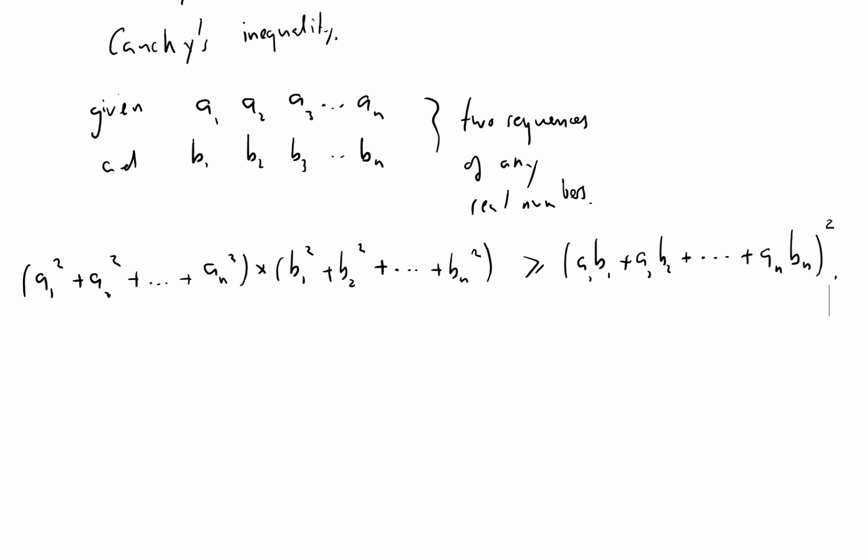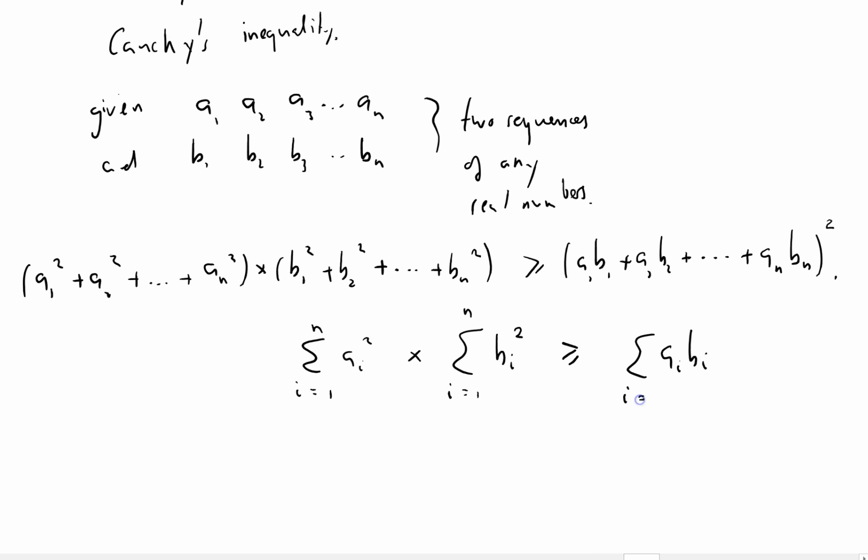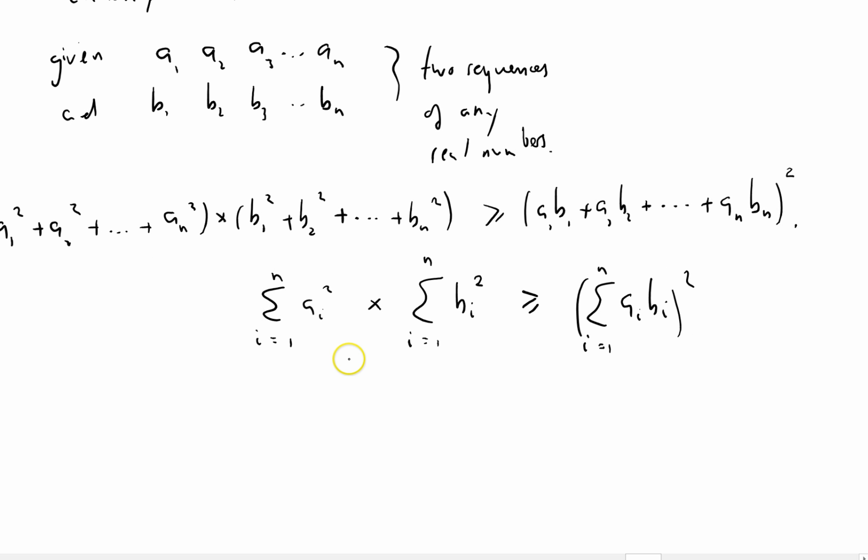I can rephrase it in a couple of ways. I can say sigma from i equals 1 to n of ai squared times sigma from i equals 1 to n of bi squared is greater than or equal to sigma ai bi, again from i equals 1 to n, all squared. Or when I'm thinking about it, I'll just go sigma A squared, sigma B squared greater than or equal to sigma AB squared. They're just different ways of saying the same thing.